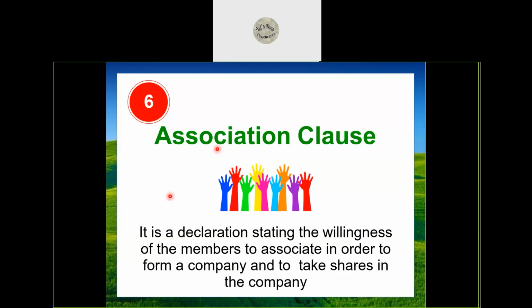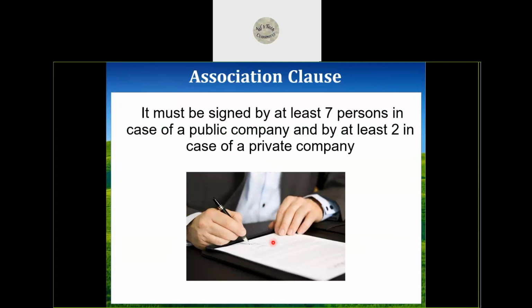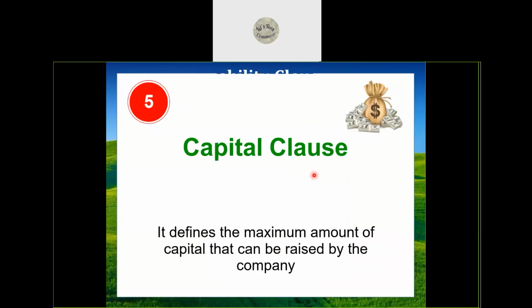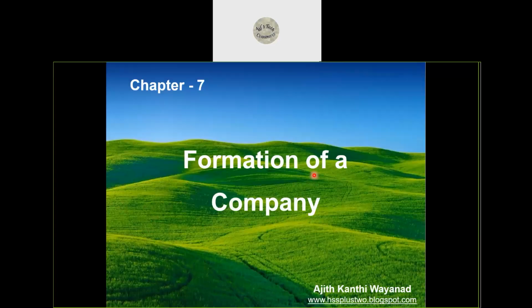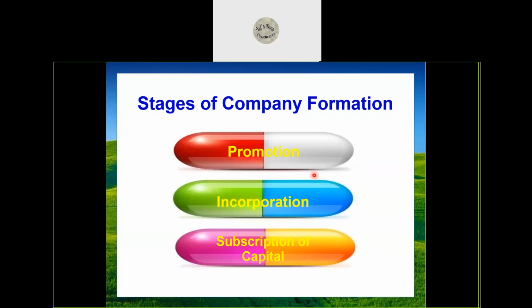So it is a declaration that they want to be associated with the company and they give it in writing, they sign. And how many people are required? At least 7 persons are required in public company and 2 persons are required in the case of a private company. So I am just revising what we have done today. Today we have studied about formation of a company. 4 stages are there: promotion, incorporation, capital subscription, and then there is commencement of business, that is the 4th stage.